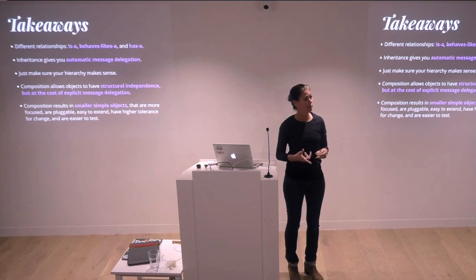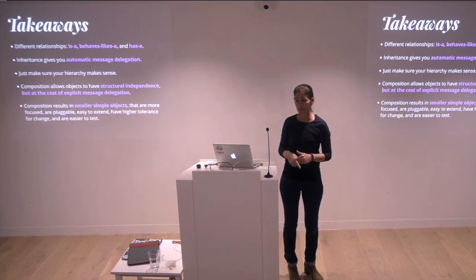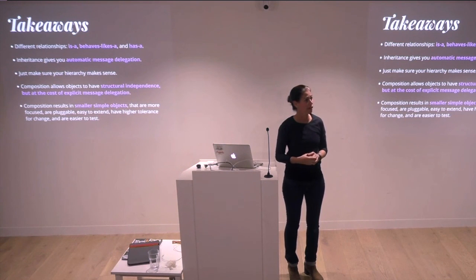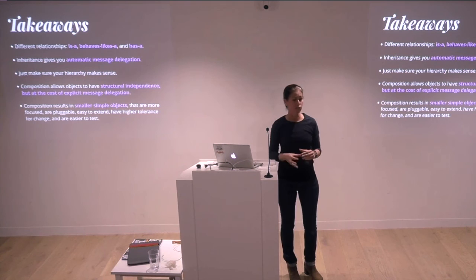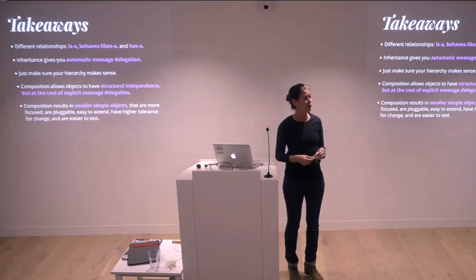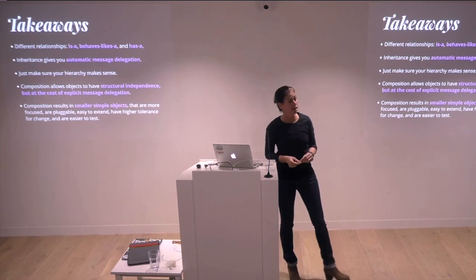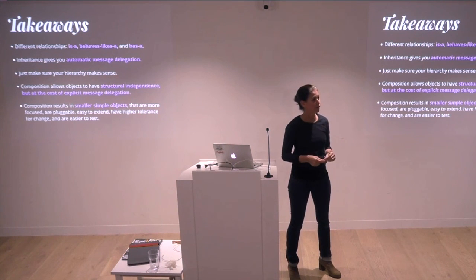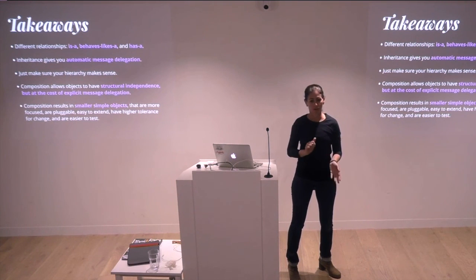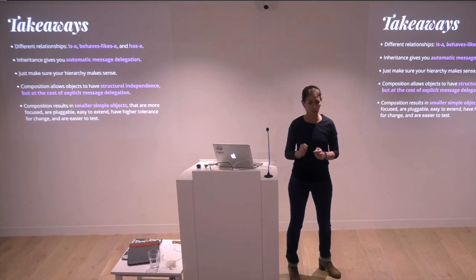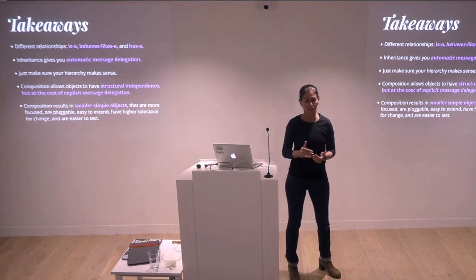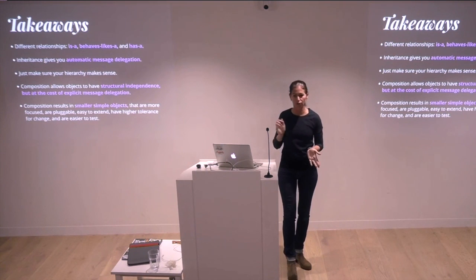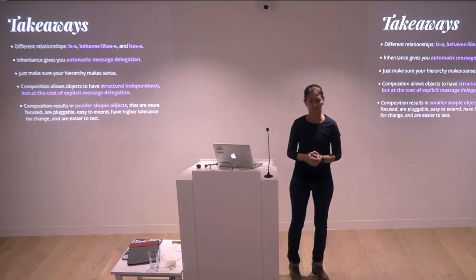Composition, on the other hand, allows objects to have structural independence, but at the cost of explicit message delegation. We need to be explicit about the calls that we are making. Composition results in smaller, simpler objects that are more focused, pluggable, easy to extend, have high tolerance for change, and are easier to test. So if you're not sure whether inheritance will work for you, inheritance can be great, but if you're not sure that it will work for whatever you're trying to do, please try composition.